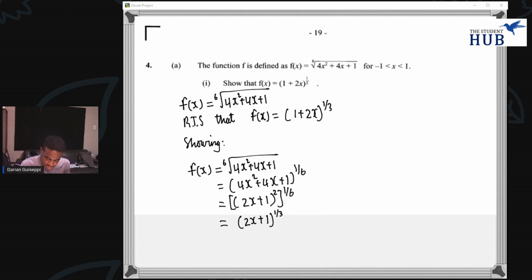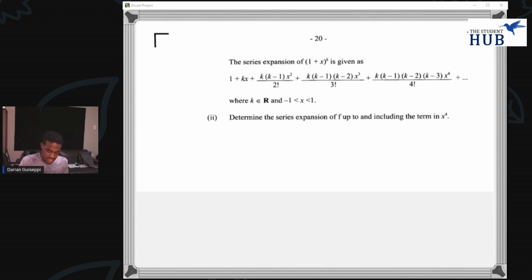Let's move on. We almost finished, right? So that's basically it. You say at the end, you just wrap up the question. Hence, f of x is equal to 1 plus 2x to the power of a third, right? Next thing we're looking at is the series expansion for 1 plus x to the power of k, which is given by this here.